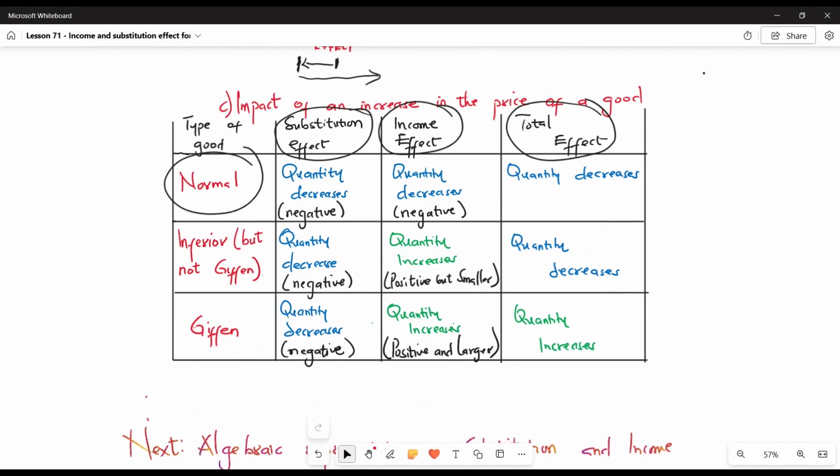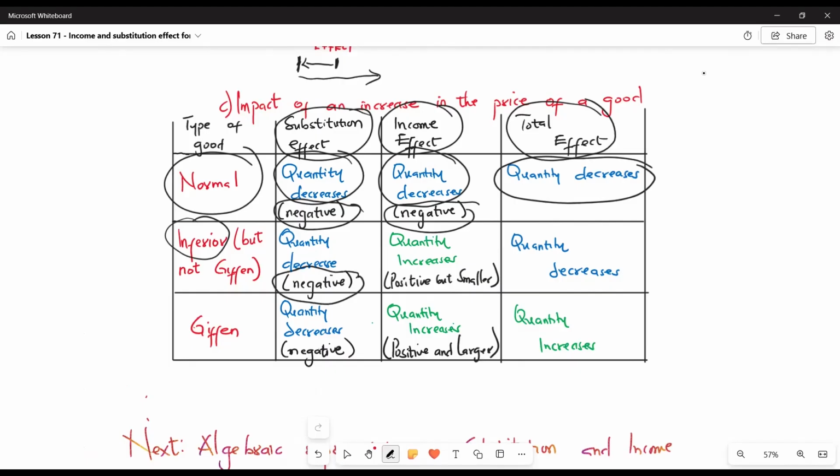So for a normal good, the substitution effect is negative. So when the price increases, quantity decreases. And then the income effect for a normal good is also negative, so quantity decreases further. So these two effects reinforce each other, which means that for a normal good, when the price increases, the quantity decreases. Then for an inferior good, which is not a Giffen good, the substitution effect is still negative, so it leads to a decrease in quantity.